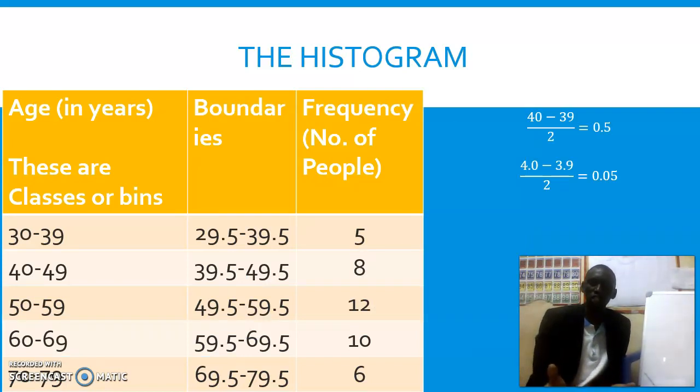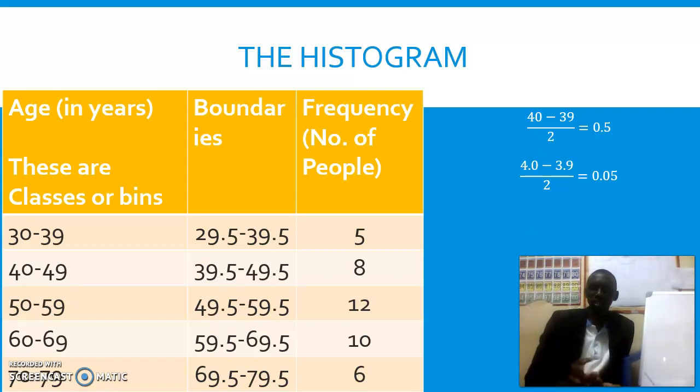The histogram, when we are plotting it, we use frequencies on the vertical and then boundaries on the horizontal. And I want to explain something here. When you look at the left, you have a column that shows classes or bins. Those are class limits, 30 to 39. Those are class limits. Our next class has 40 to 49. Now this is age in years, 50 to 59.